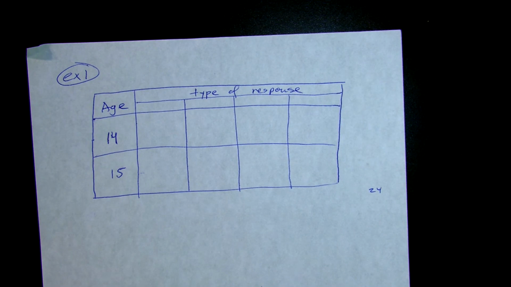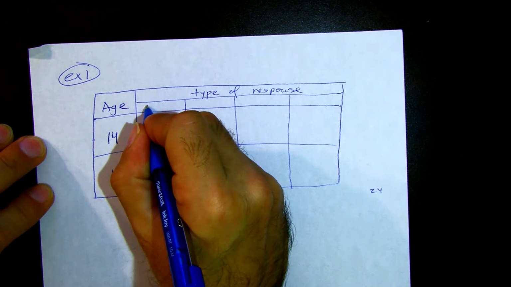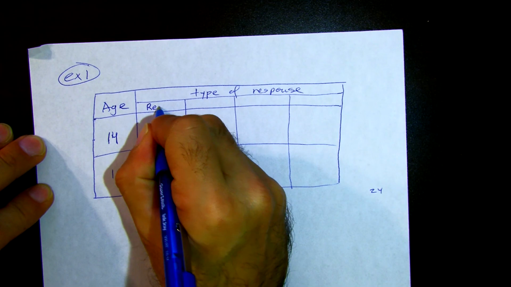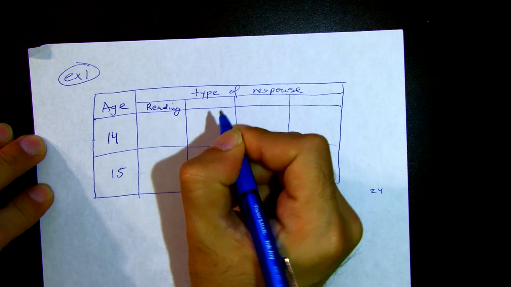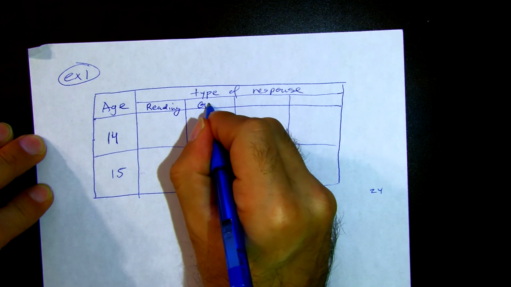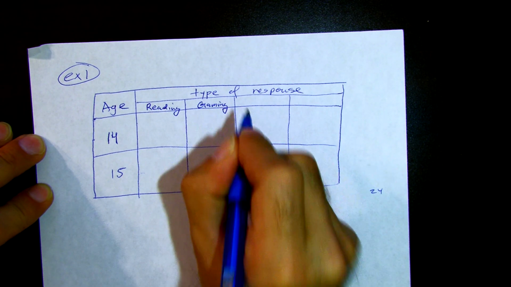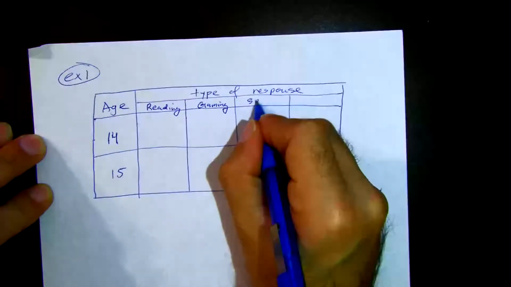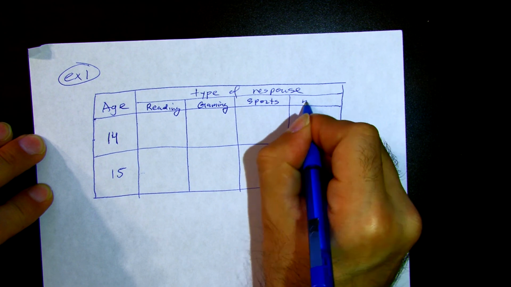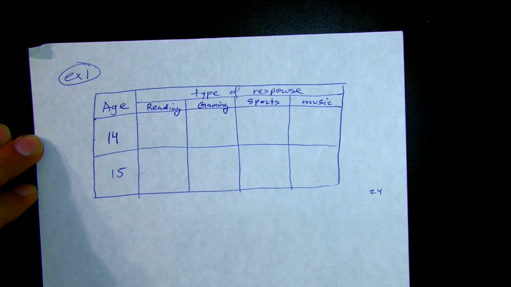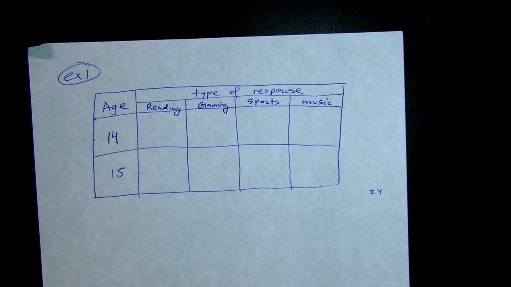Okay. And then our type of responses, I'm just going to put them in order as I see them. Reading, favorite hobby, gaming, sports, and music. Okay. So I want you to get all that set up, and I'm going to start inputting the information as I count them out here.